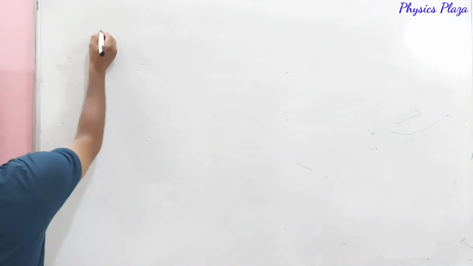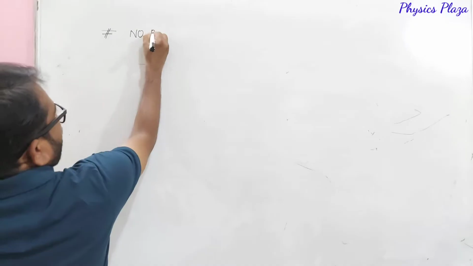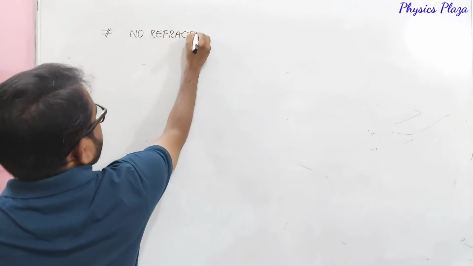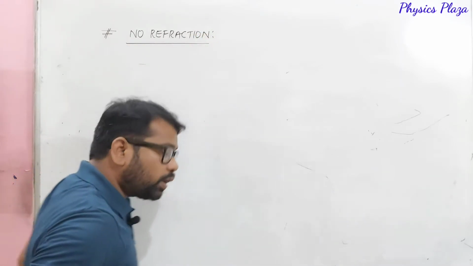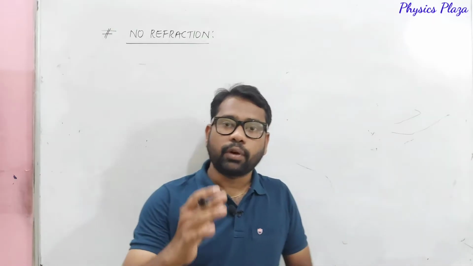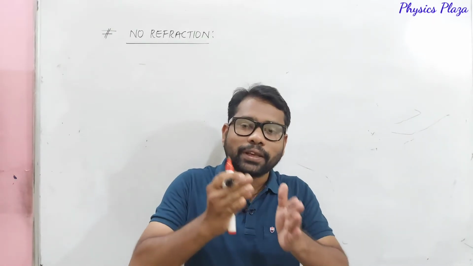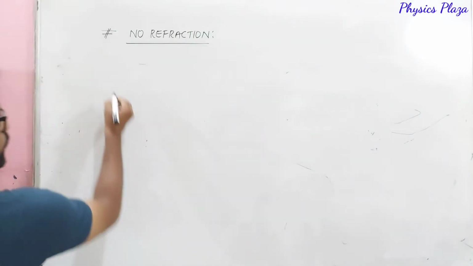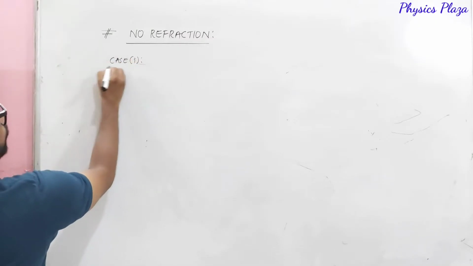Now, dear children, very, very important. We are going to see no refraction cases. No refraction case, which means what? So far we discussed that when light travels from one transparent medium to another transparent medium, refraction takes place. But dear children, it is not in all cases. So let us see that. Case 1. It's very, very important.